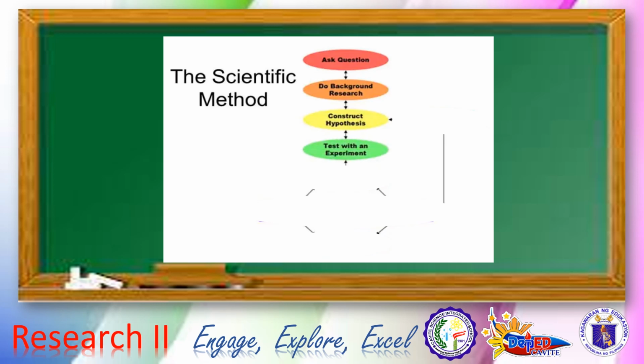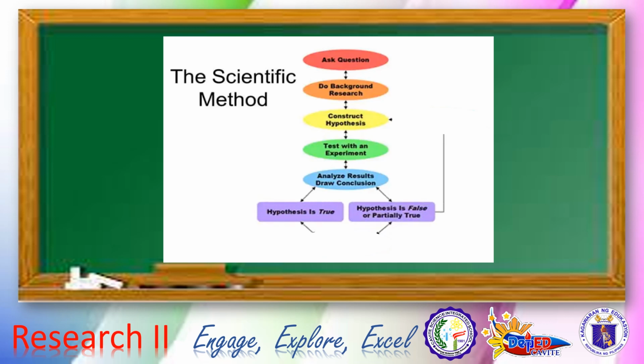And then this hypothesis will be tested with an experiment. And after the experiment, you have to gather and analyze the results. And from the results, you will draw conclusion. Now, when you draw conclusion, there are two options. Either your hypothesis is true or your hypothesis is false or partially true. If your hypothesis is true, then you can report the results. If your hypothesis is false or partially true, then you have to think and try again to construct another hypothesis.